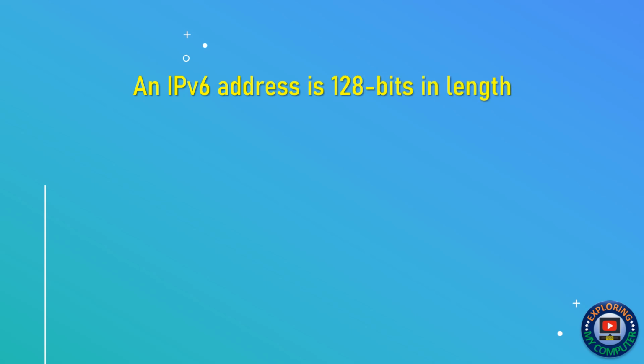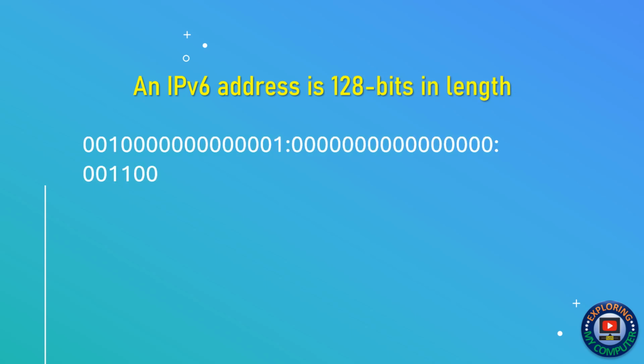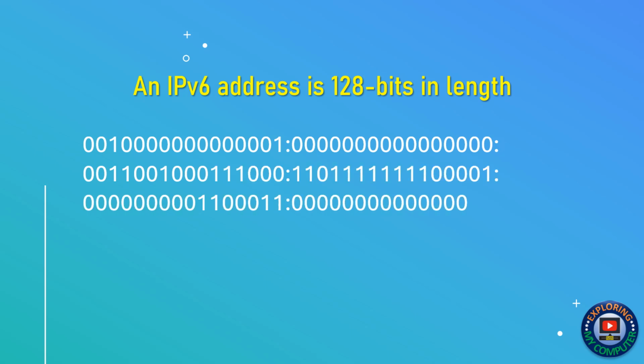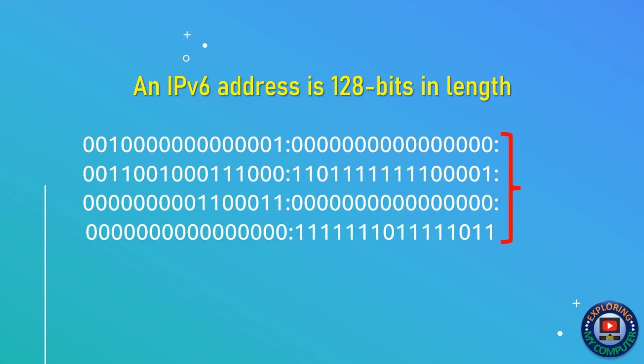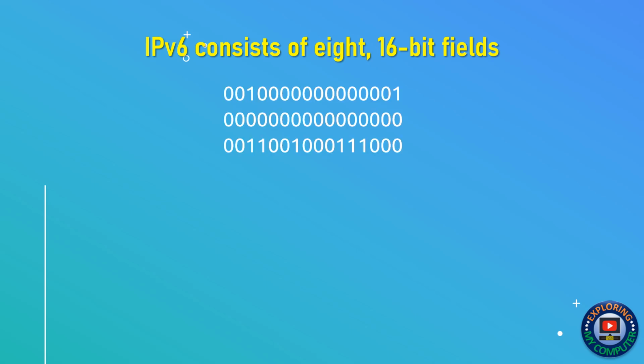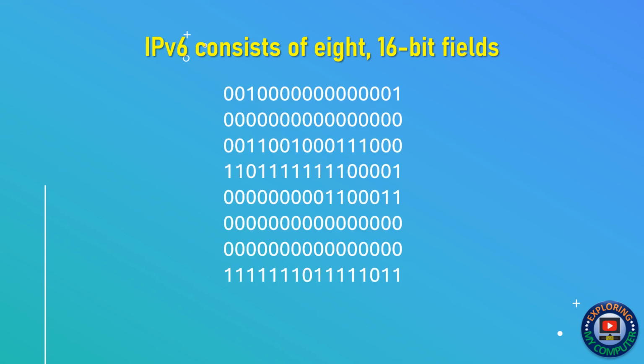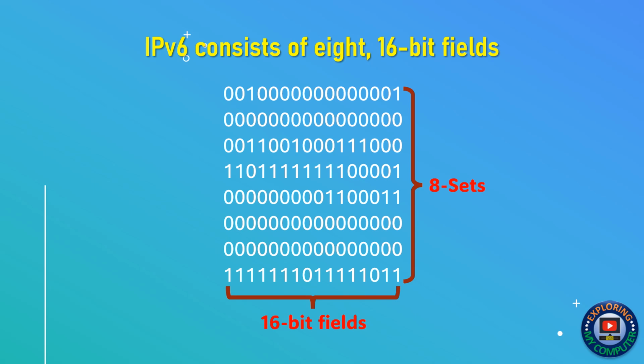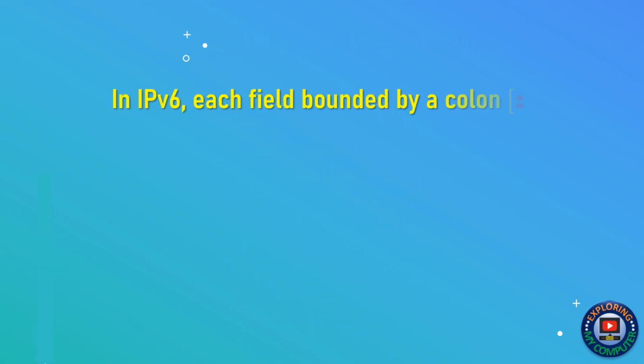An IPv6 address is 128 bits in length. IPv6 consists of 8 16-bit fields. In IPv6, each field is bounded by a colon.